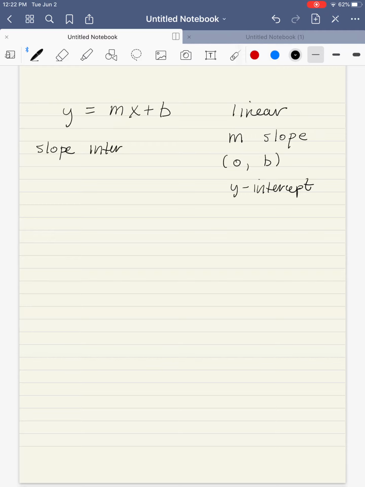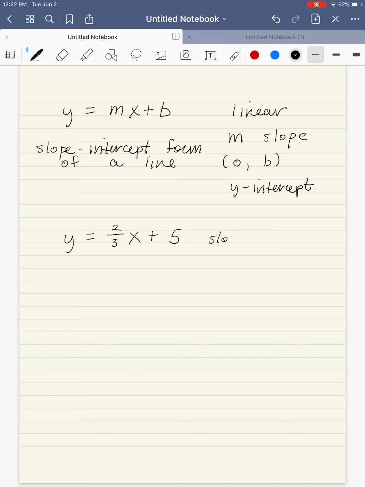So this form is called the slope-intercept form of a line. The slope-intercept form of a line. So if I'm given an equation of a line in slope-intercept form, for instance, y equals 2/3 x plus 5, I can immediately identify the slope and the y-intercept.